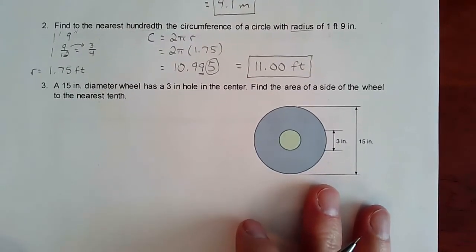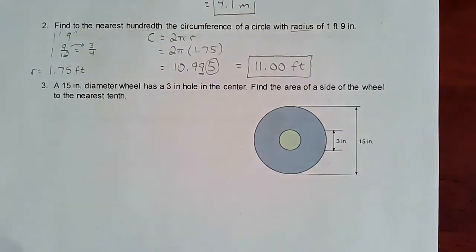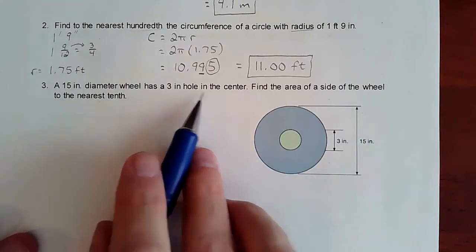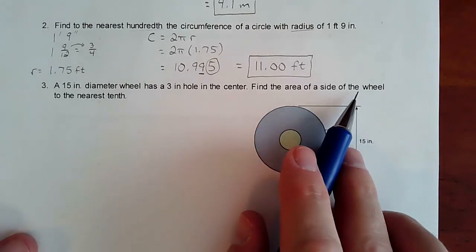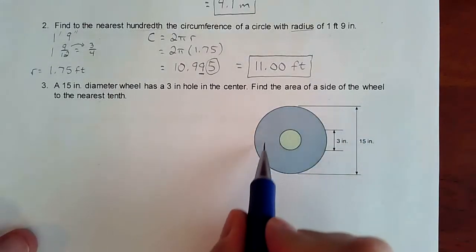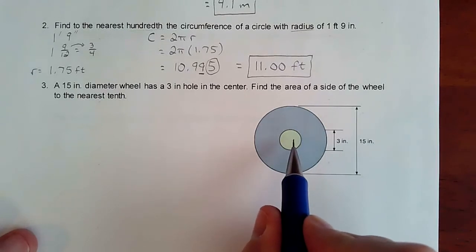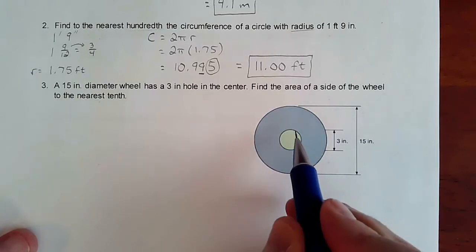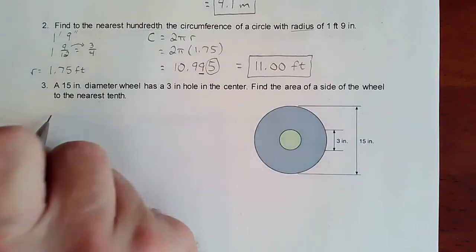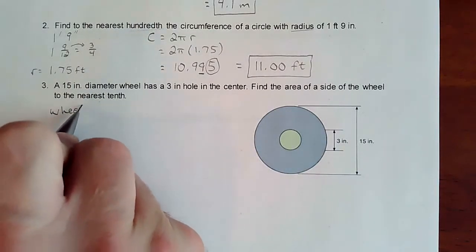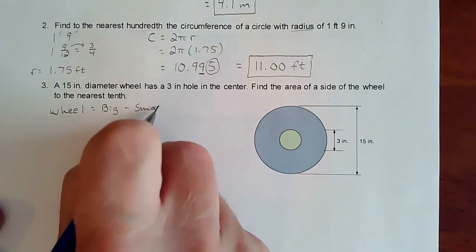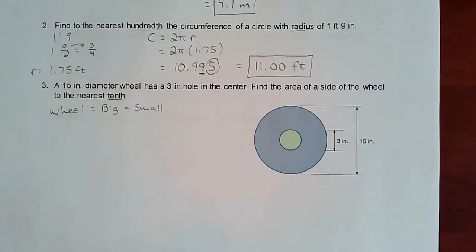All right, and then the last one is find the area. This one is good because it's giving you practice on this. It says we have a 15-inch diameter wheel that has a 3-inch hole in the center. We want to find the area of the side of the wheel to the nearest tenth. So the wheel's the blue, and we want to cut out the green. To figure that out, I kind of call this a donut. We're always going to find the area of the bigger shape, and we're going to cut out the area of the smaller shape. So for our wheel, we are going to do big minus small. So we need to find the areas of both of those. And eventually we're going to round it to the nearest tenth.